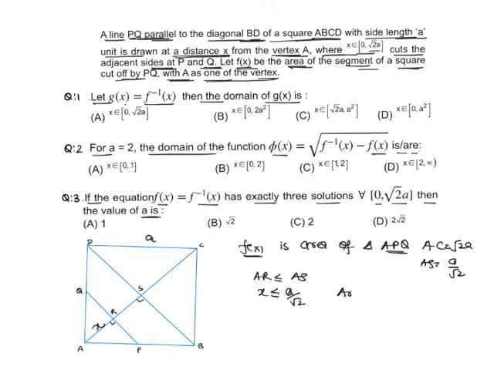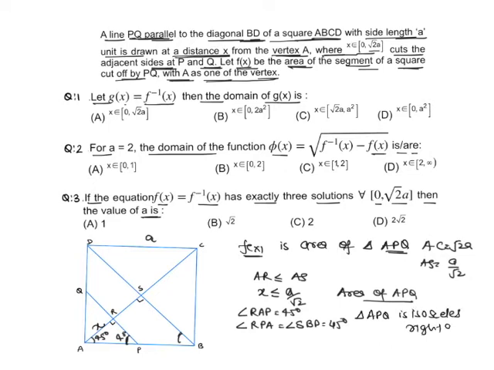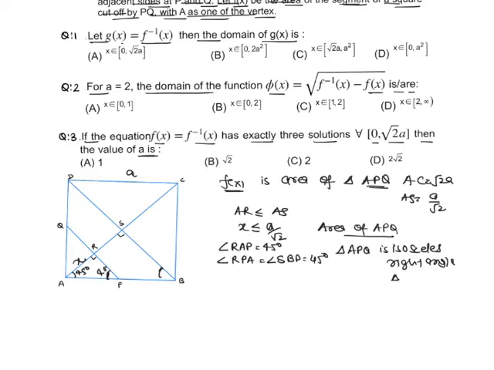Now we have to find the area of triangle APQ. In the triangle, angle RAP is equal to 45 degrees because in a square the diagonal bisects the angle. Similarly, angle RPA is equal to 45 degrees because these two angles are corresponding angles. So this angle also is 45 degrees, and this angle also is 45 degrees. So triangle APQ is an isosceles right angle triangle. In triangle ARP, AR is x, so RP is also x, so AP comes out to root 2 x. So AP equals AQ equals root 2 x.